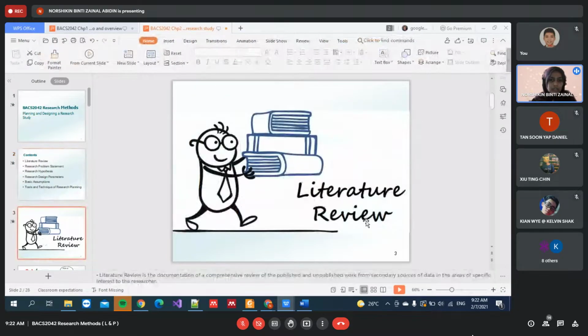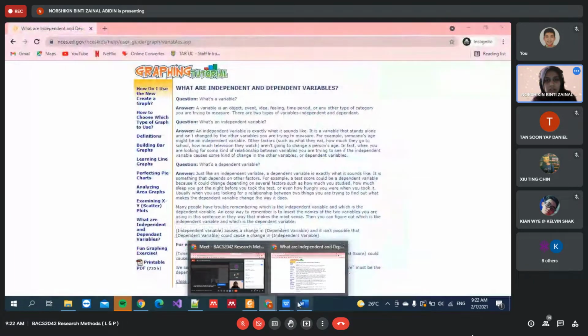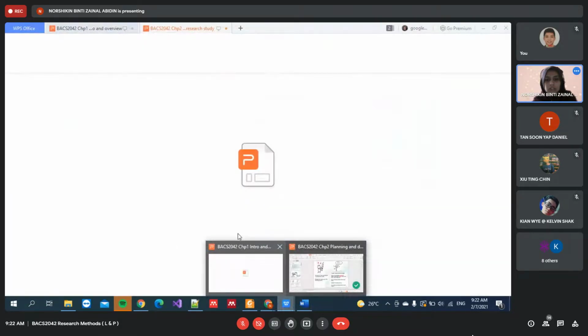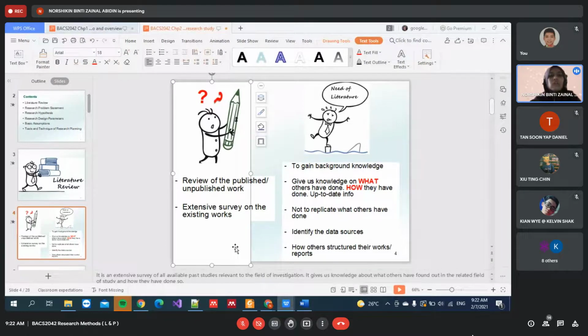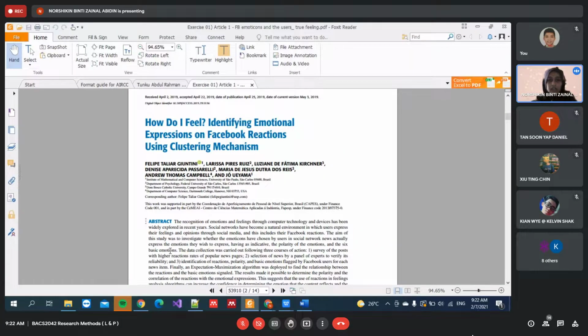The first one is LR, literature review. So what is literature review? Literature review in a research is actually one of the crucial, important parts of your research, because as you can see here, it is a review of the published or unpublished work. That means in literature review, you need to read a lot of journals or articles.